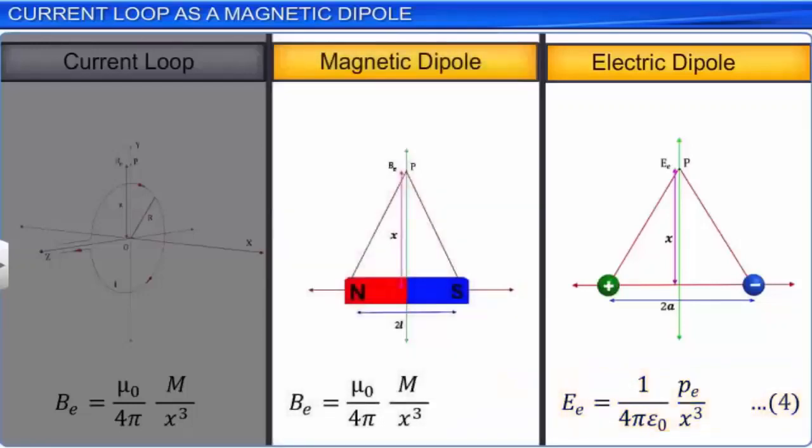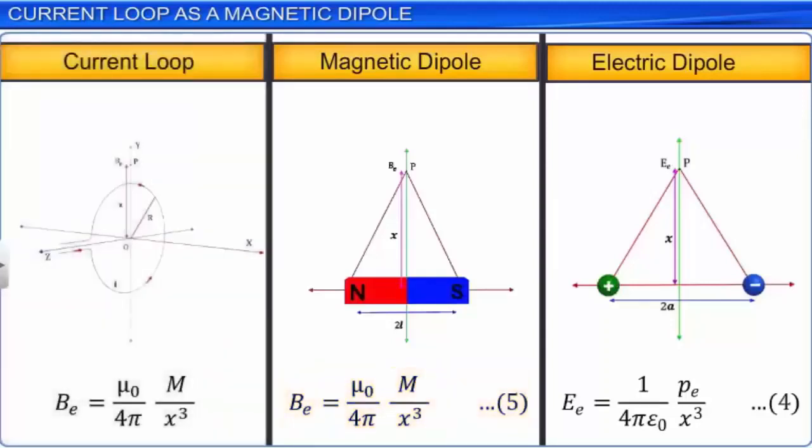Similarly, in case of a magnetic dipole, the magnetic induction at a point on the equatorial line, at a distance x from the center of the magnetic dipole, is B equal to mu naught by 4 pi into m by x cube. Let this be equation 5. Here the distance x of the point is much greater than half the length of the magnetic dipole.